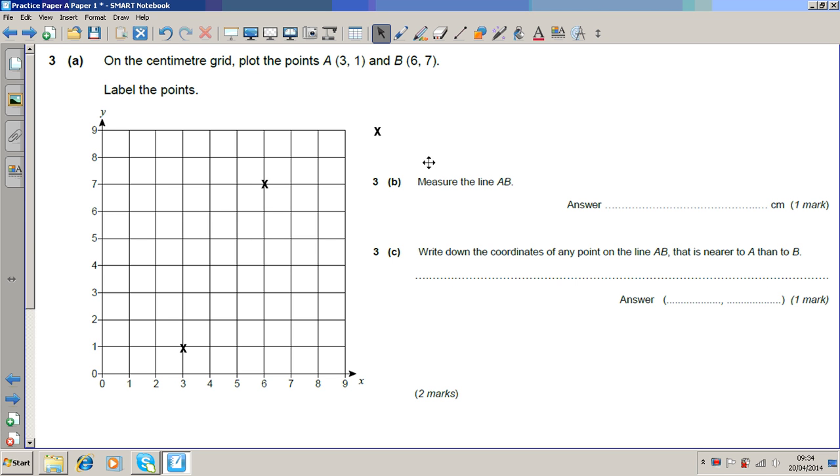Okay, measure the line AB. Well, I can't do that one because I haven't really got it to scale, but essentially get a ruler and just measure them 2 points up. Okay, and write your answer down in centimetres. Write down the coordinate of any point on the line that is nearer to A than it is to B. And let's just join this up.